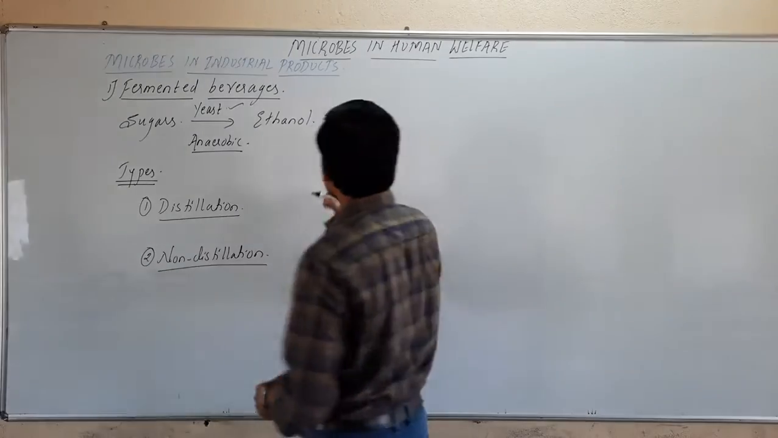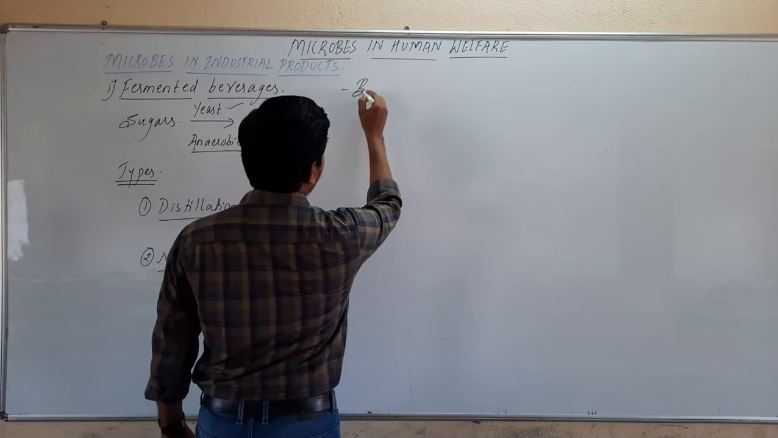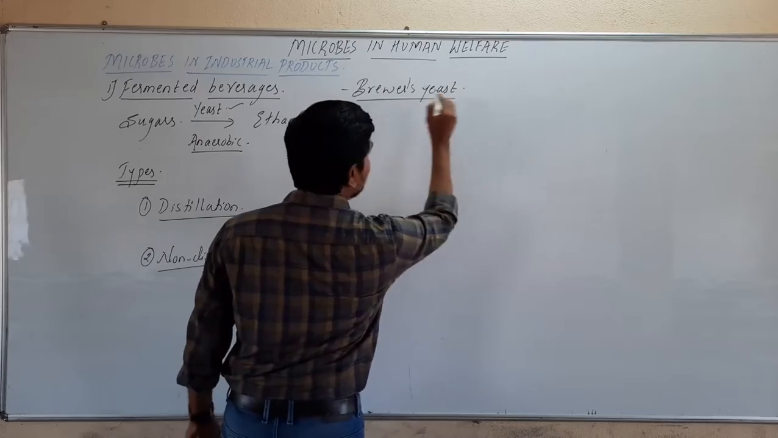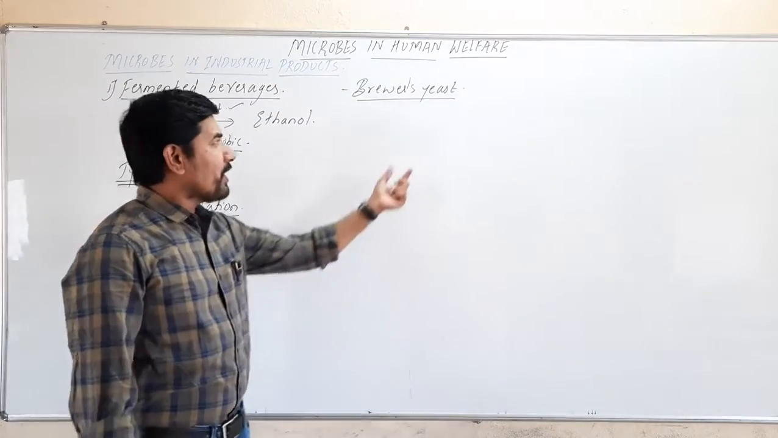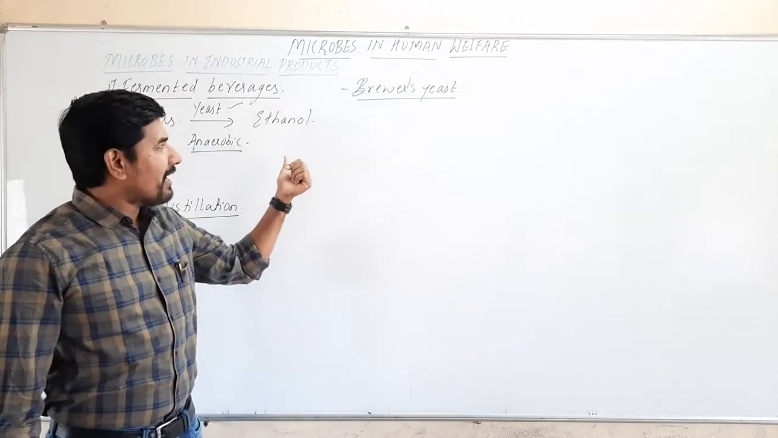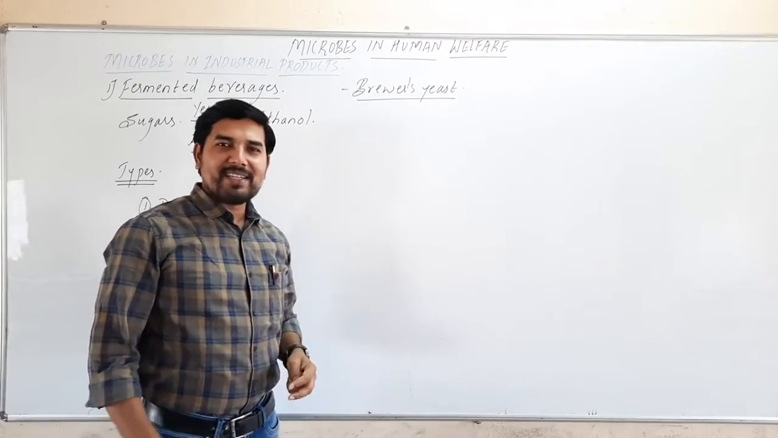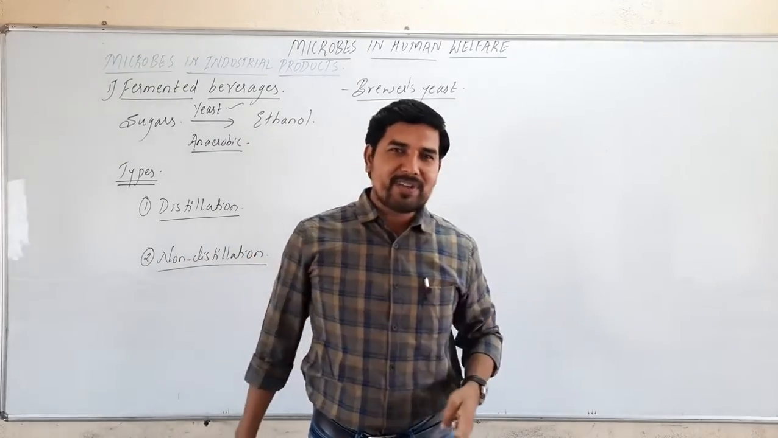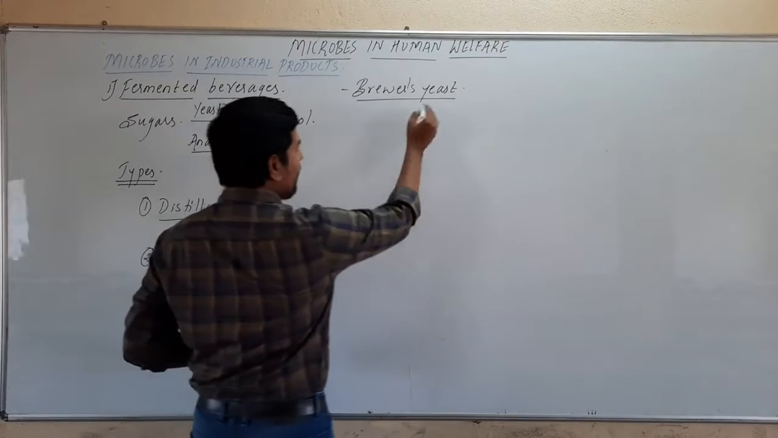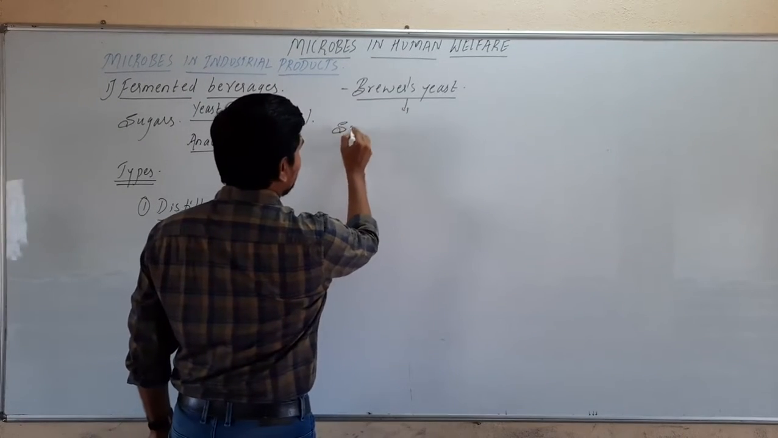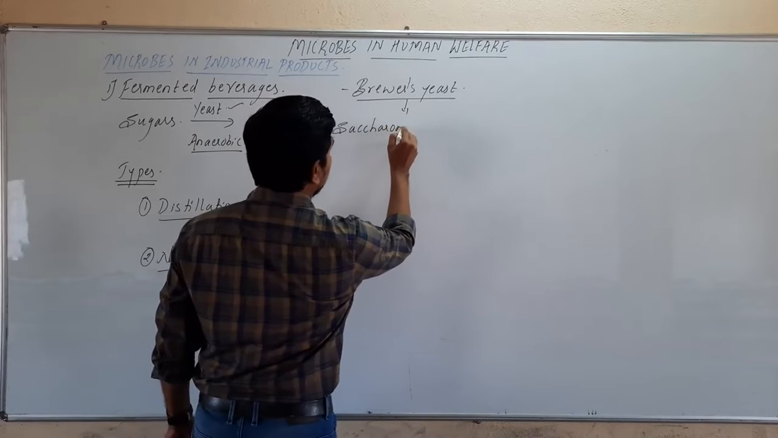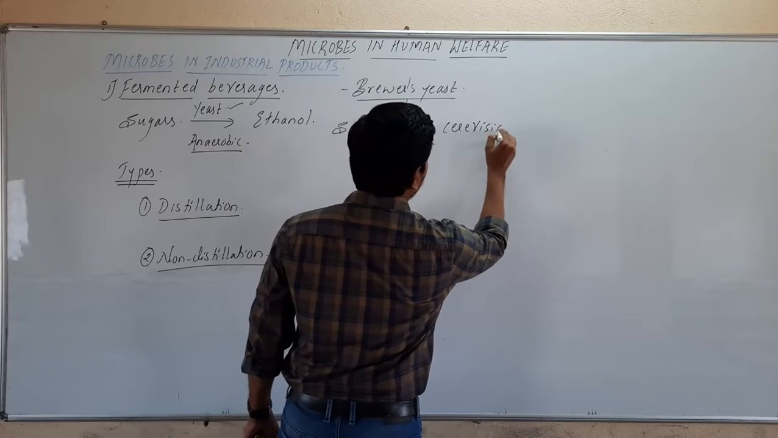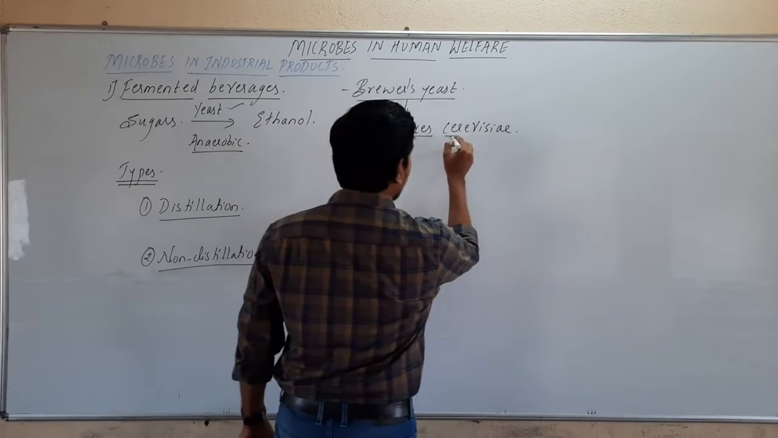Because of this, the yeast which is used in the alcoholic industries to produce ethanol or ethyl alcohol is commonly called brewer's yeast. If it is used in bakeries, we call it baker's yeast. If it is used in breweries, it is called brewer's yeast. What is the scientific name of this brewer's yeast? The scientific name is Saccharomyces cerevisiae. The scientific name is also the same.